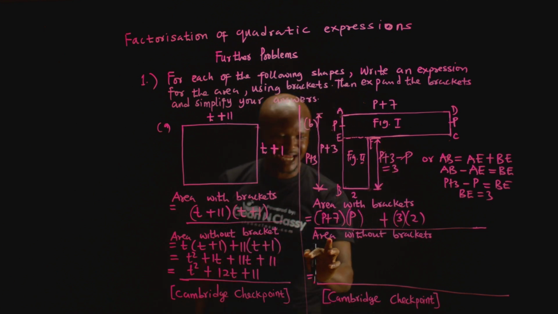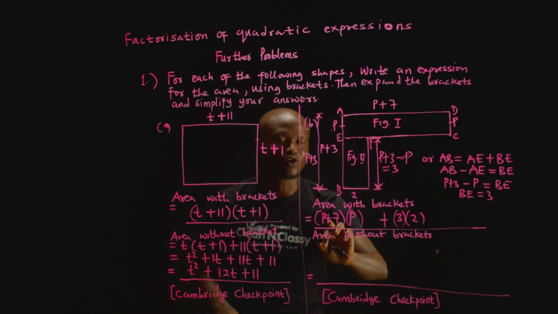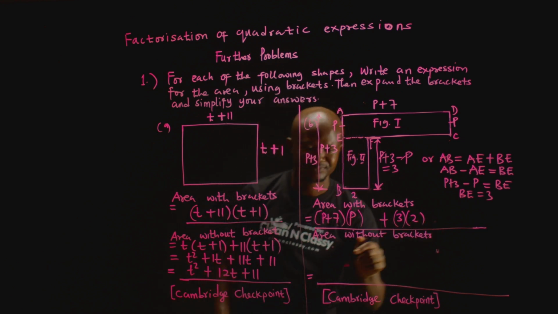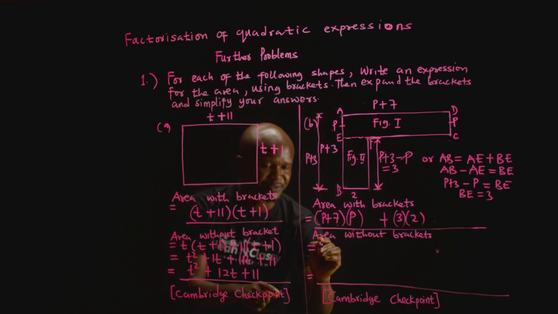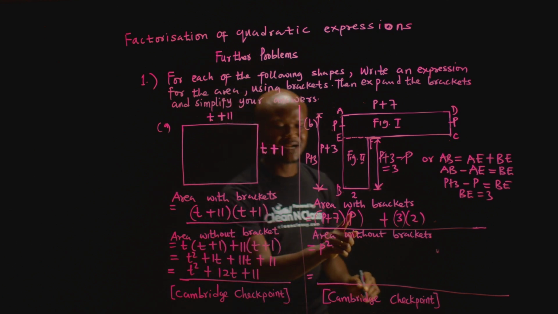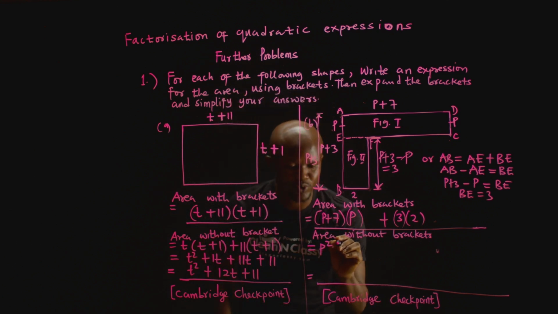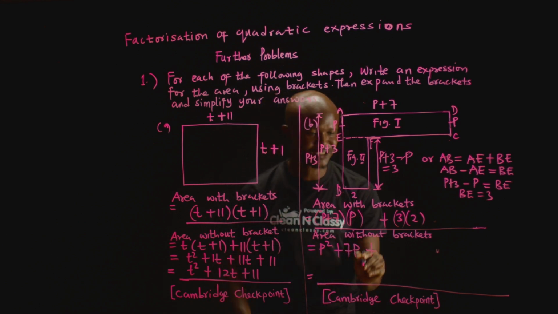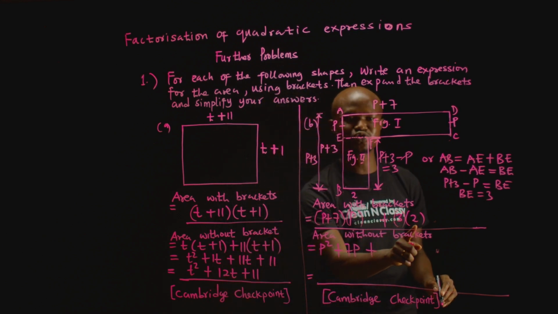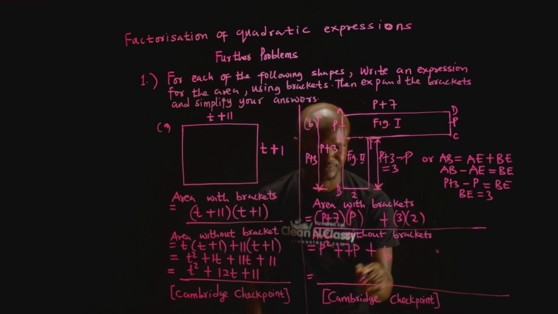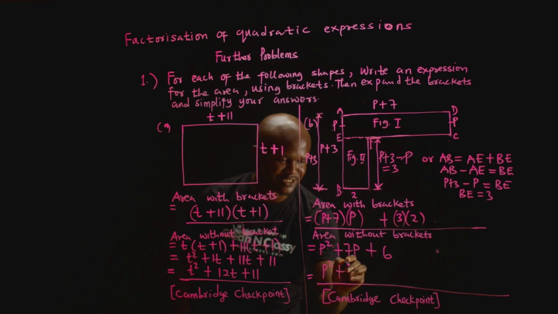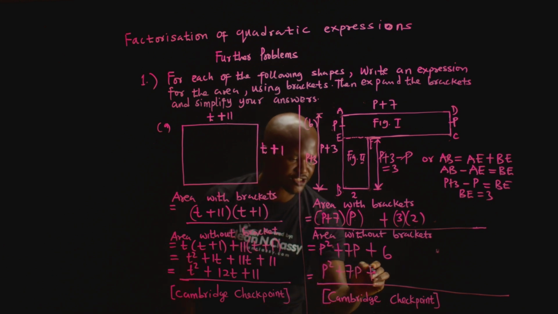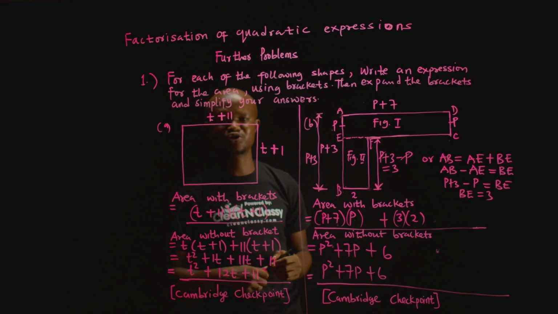Now, area without bracket. It means you are going to expand the result we have here. How do we expand it? We say P times P, that is P squared. Now, P times 7, we have 7P. Plus 3 times 2, that is 6. And this is the same thing as P squared, still the same thing, plus 7P plus 6. That is the solution to the problem.